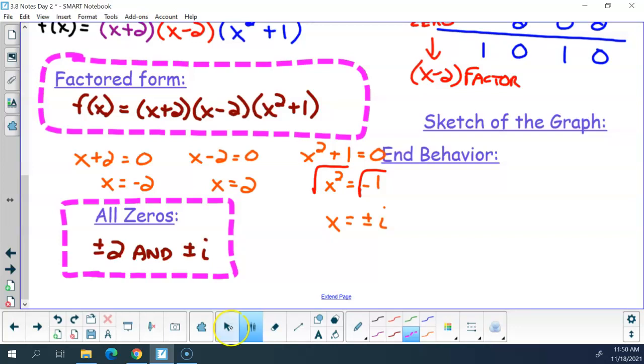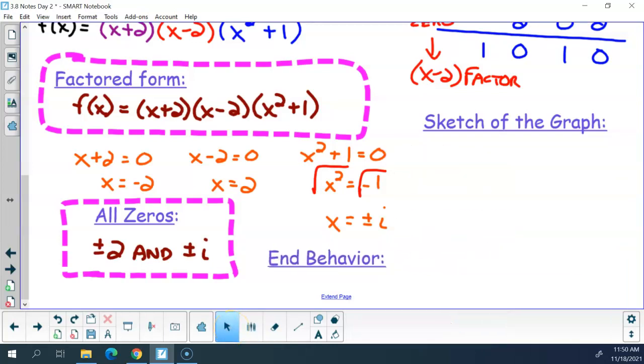Sketch of my graph. I go through 2, I go through negative 2, I have an even degree, right? With a positive lead coefficient.